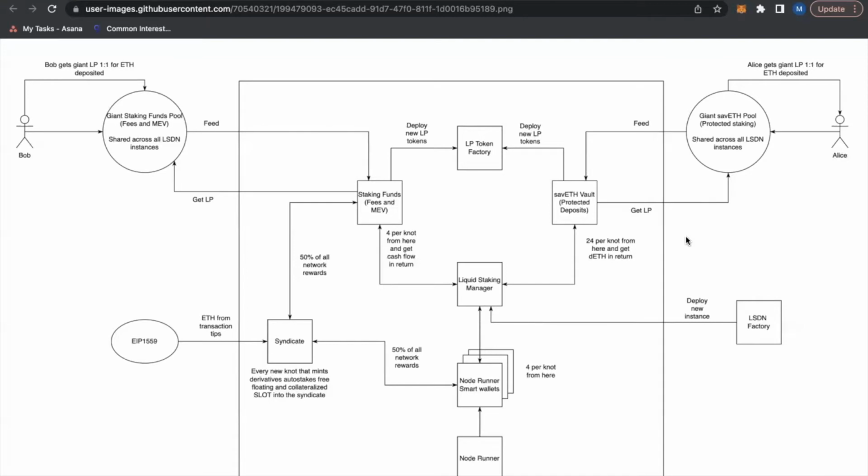That is a free asset. So wait, it's a lot to digest for me. If I understood correctly, you have a Stakehouse protocol. That's a different protocol, right? That's a base protocol. I assume this is a smart contract suite, right? Yes.